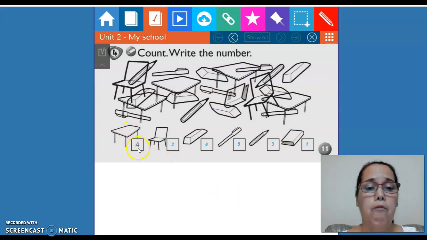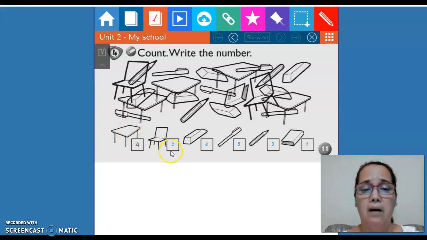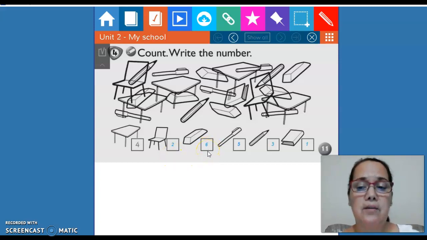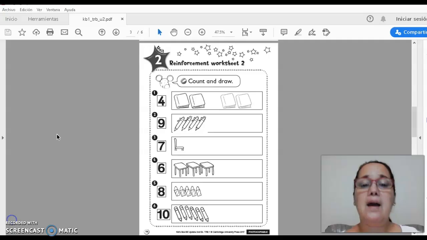Repeat after me. There are 4 tables. There are 2 chairs. There are 6 erasers. There are 5 pens. There are 3 pencils. And there is 1 book. Great job, kids.